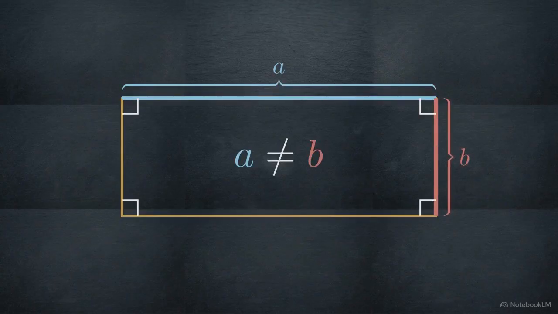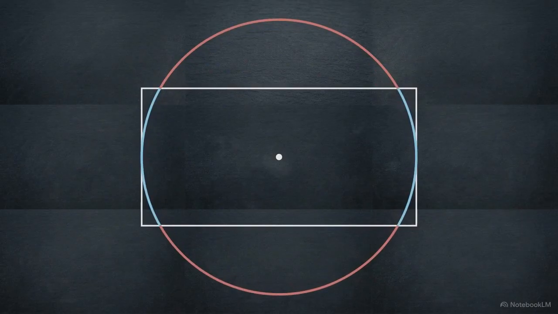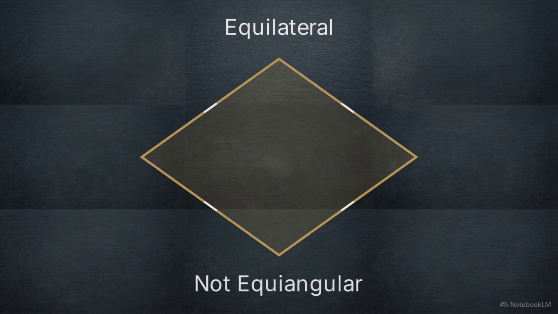A rectangle is equiangular, with 4 90-degree corners, but it fails the equilateral test. As seen here, the rectangle supports a circumscribed circle, touching all vertices, but its unequal side lengths create a problem for the interior. An inscribed circle cannot exist because no single point is equidistant from both the long and short sides simultaneously. Conversely, a rhombus is equilateral, but fails the equiangular test due to its alternating sharp and wide corners.